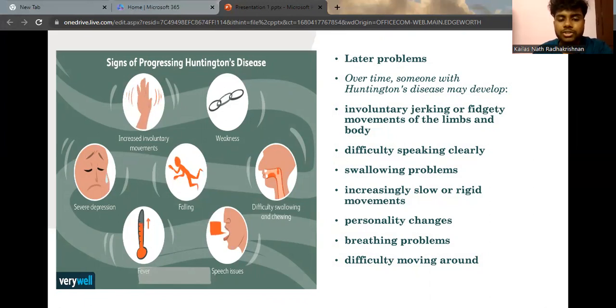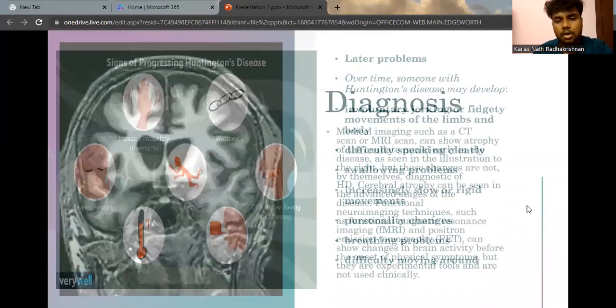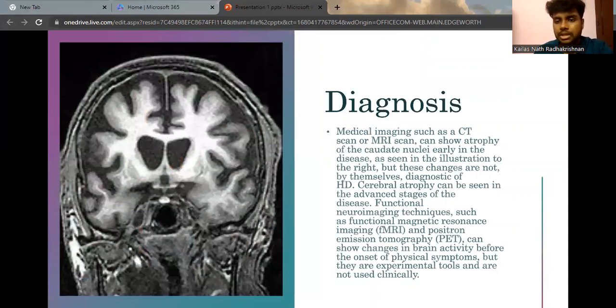In the later stages, people with Huntington disease find daily activities increasingly difficult and will need full-time nursing care. Now, let's talk about the diagnostic methods for Huntington disease.